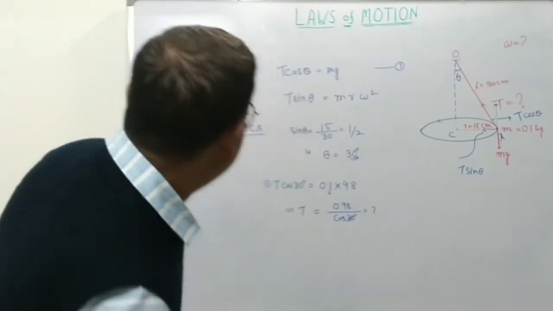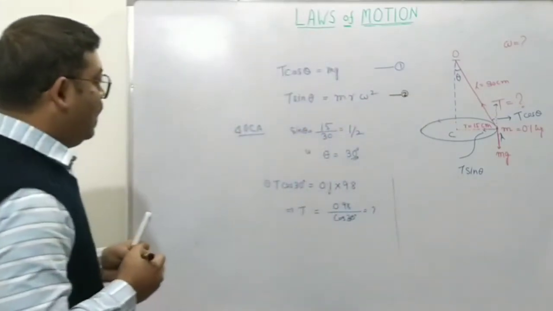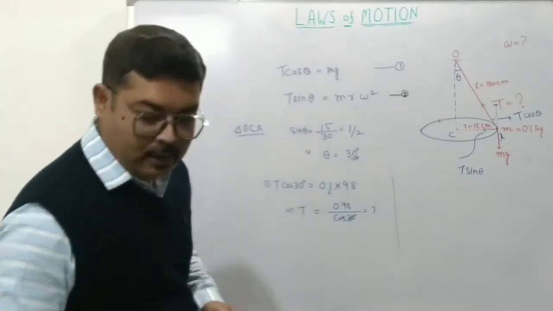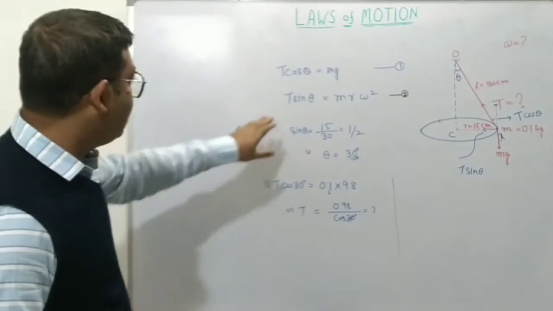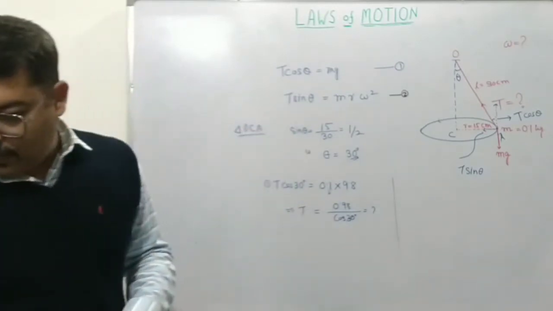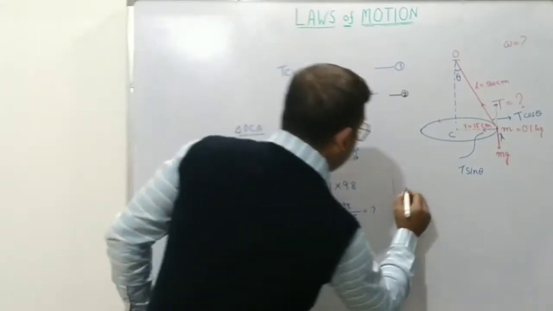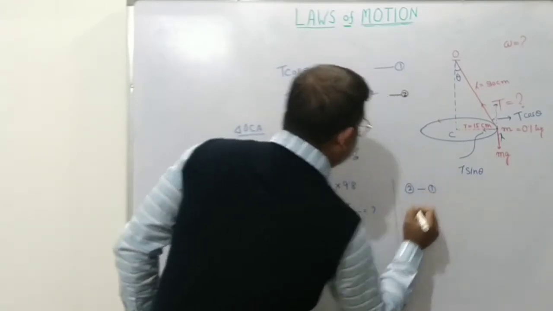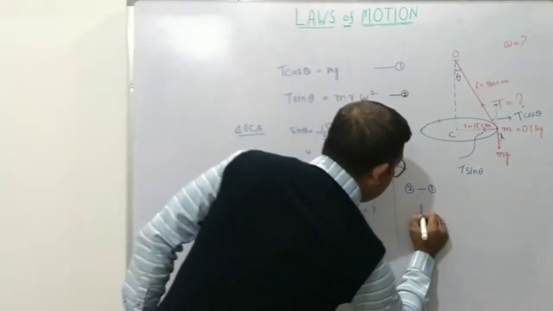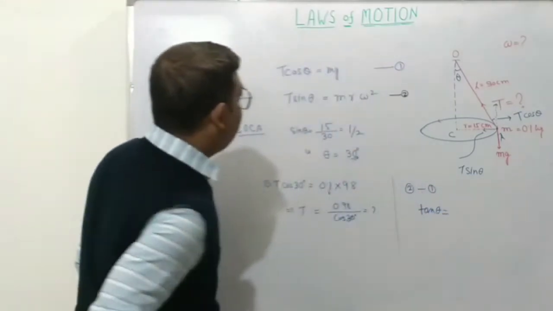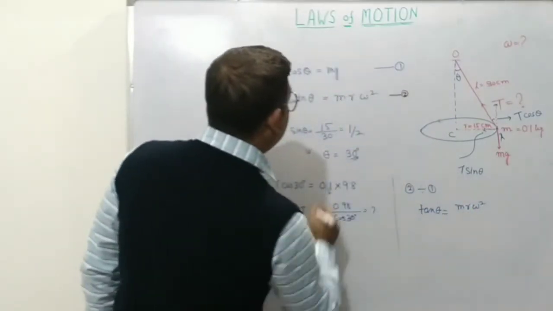Okay, next, if you take equation number 2 and substitute the value of sin theta, or rather, we do not need to substitute the value of sin theta because we need to substitute T also. What we can instead do is equation 2 divided by equation 1. So the left hand side, T sin theta divided by T cos theta, will be tan theta. The right hand side will be equal to m r omega squared divided by mg.